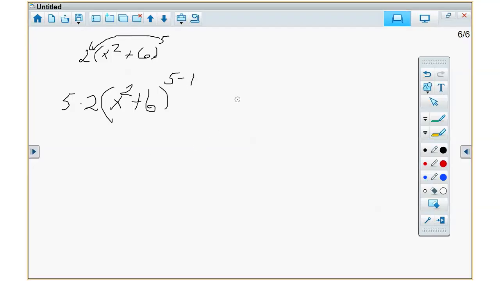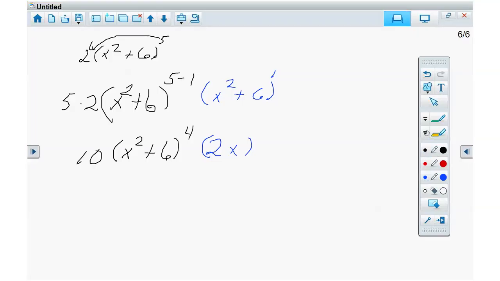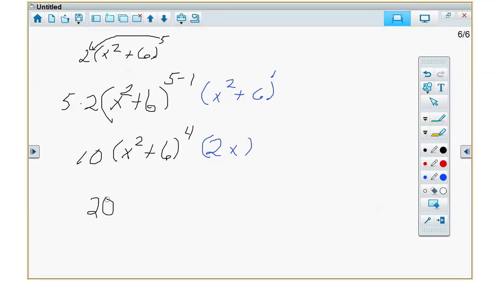Then you take your inside, x squared plus 6, and we're going to take the derivative of that. So that's going to give us 10 times x squared plus 6, quantity to the 4th power, and then the derivative of x squared is what? 2x, because the derivative of 6 is what? 0. And your final answer is 20x times x squared plus 6 to the 4th power.